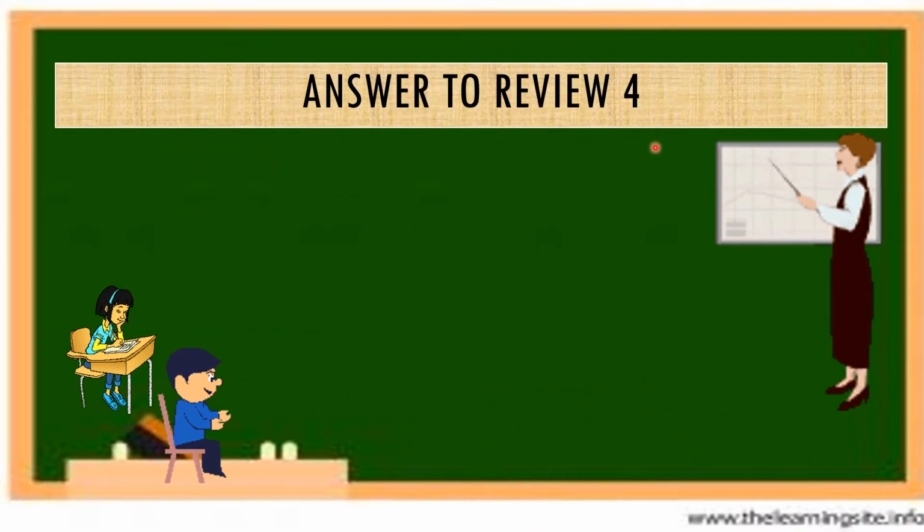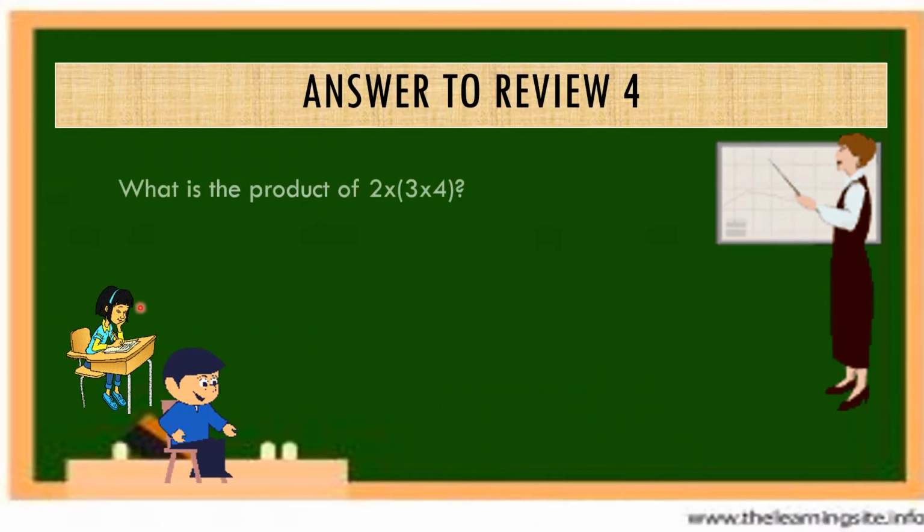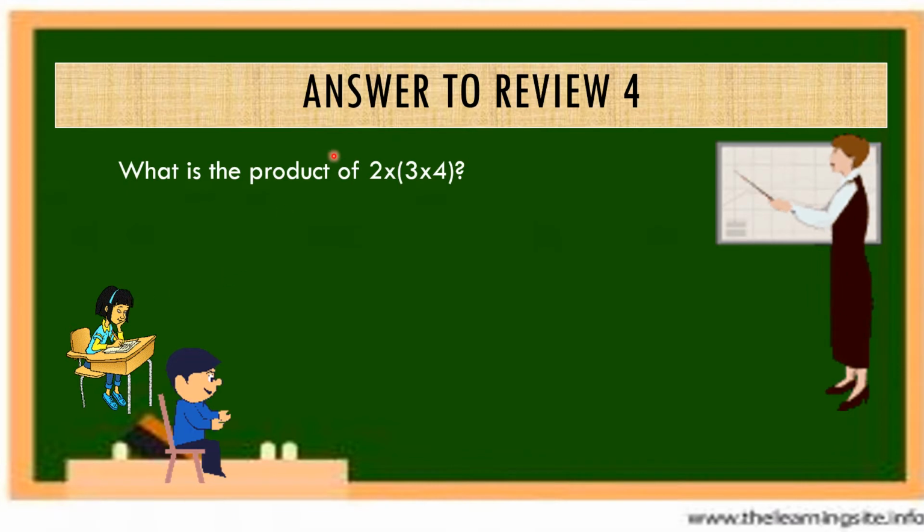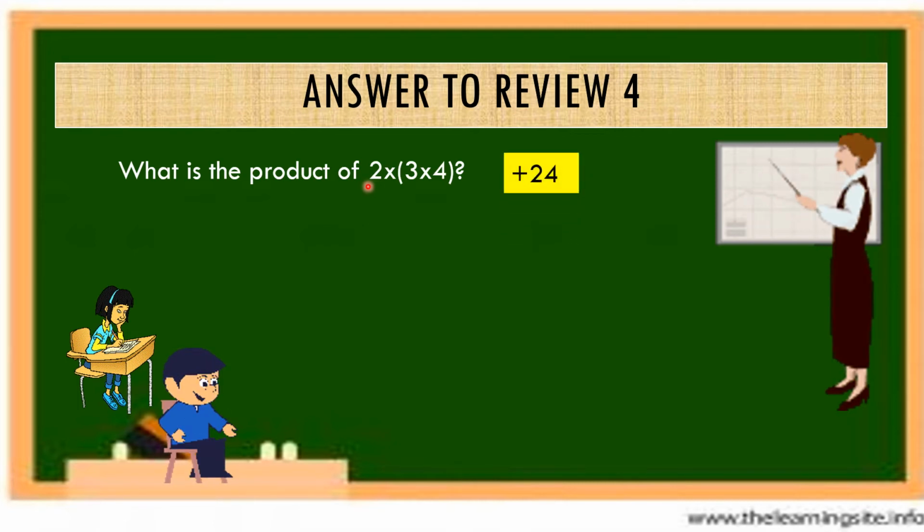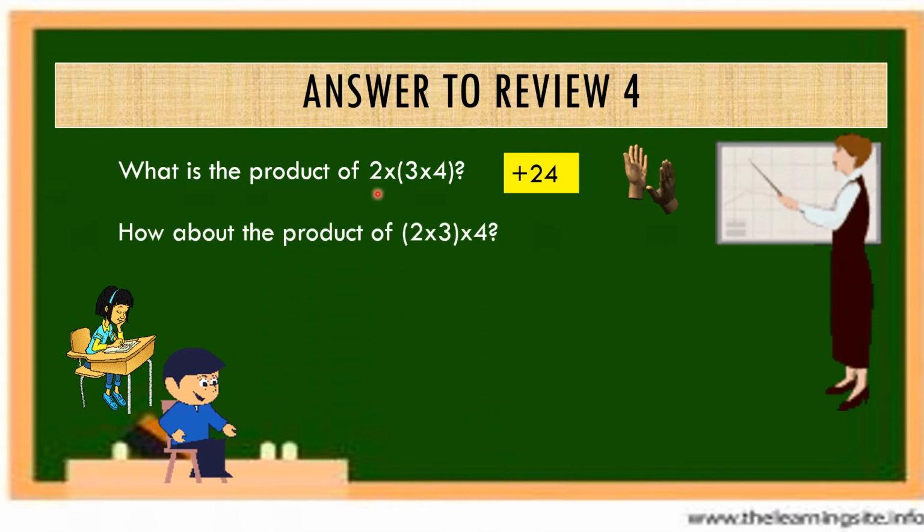We have the answer to review 4. So, first we need to find the product of the number inside the parentheses, and that is 3 times 4. 3 times 4 is 12, and 12 times 2 is 24. Did you get it correct? Very good. How about in the next one?